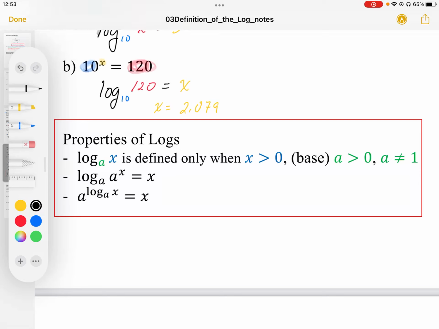There are some properties of logs that we need to be aware of. The first one is the base. When we look at the base, it must be positive and not equal to 1. And there's a very good reason for this.